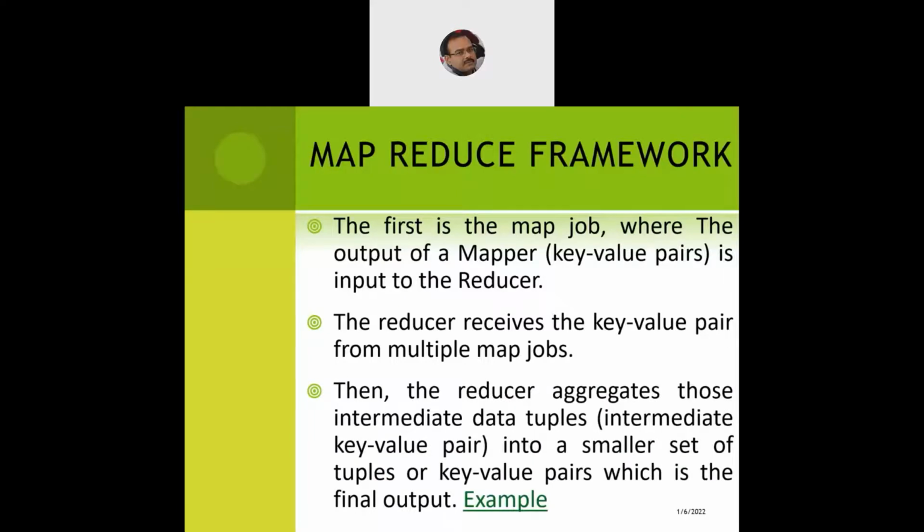Then the reducer aggregates those intermediate data tuples, that is intermediate key value pairs, into a smaller set of tuples or key value pairs, which is the final output. So what will the reducer do? The reducer, the name itself, is trying to reduce the task, reduce the workload, reduce the time consumed in processing and the sharing of the data in a distributed environment and a parallel processing environment.